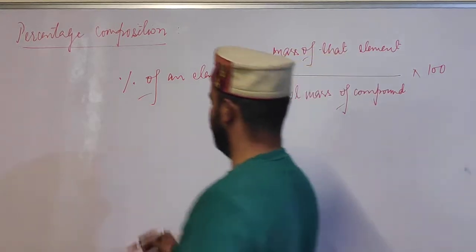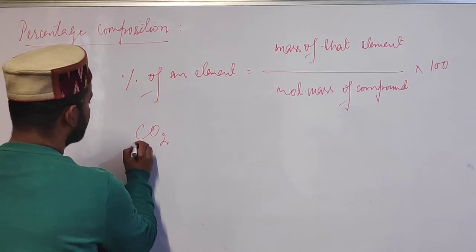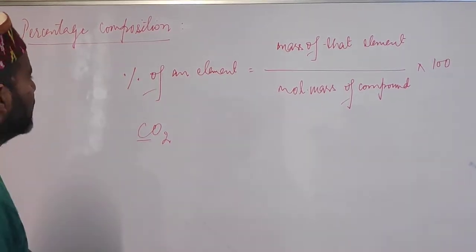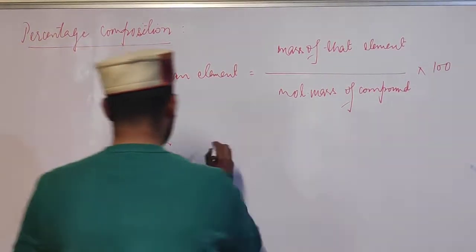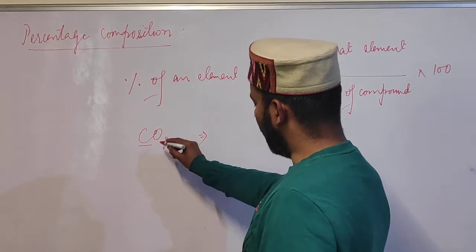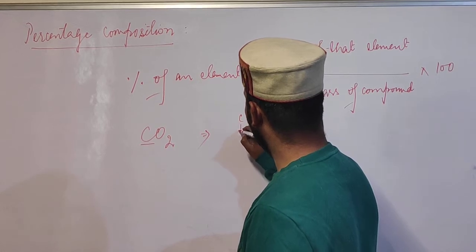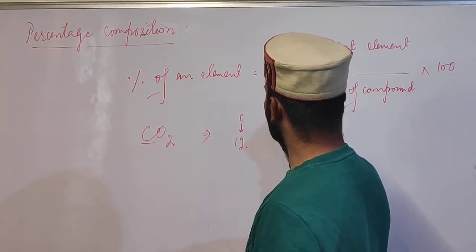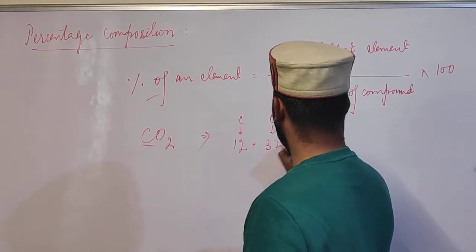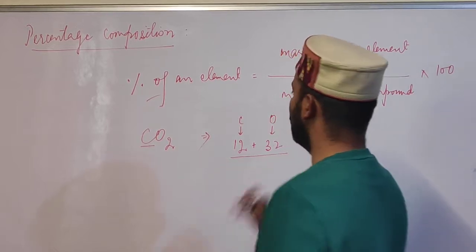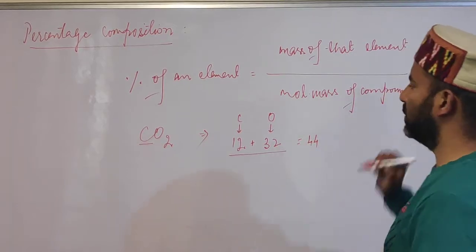Say students, I have carbon dioxide. Say in carbon dioxide I have to find the percentage composition, that is the percentage of both carbon and oxygen. First, in one molecule of carbon dioxide, how much carbon do we have? We have 12 gram of carbon. And how much oxygen? We have 2 into 16, that is 32. So what is the molar mass of carbon dioxide? It is 44.